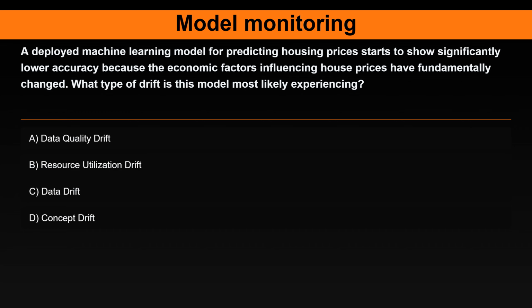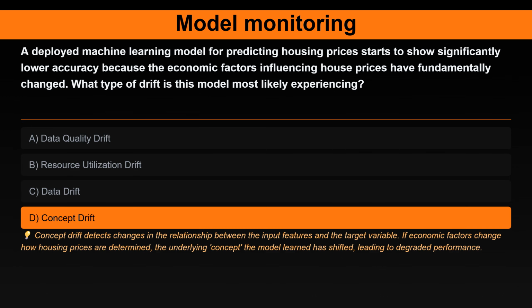Question 13. A deployed machine learning model for predicting housing prices starts to show significantly lower accuracy because the economic factors influencing house prices have fundamentally changed. What type of drift is this model most likely experiencing? Option A, data quality drift. Option B, resource utilization drift. Option C, data drift. Option D, concept drift.